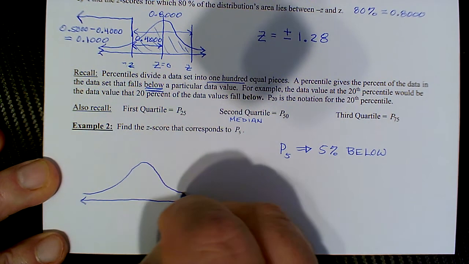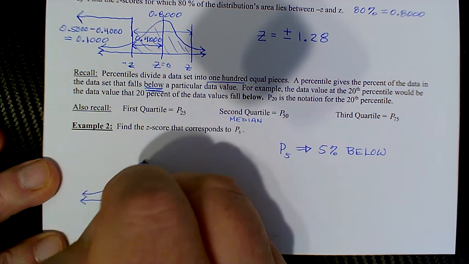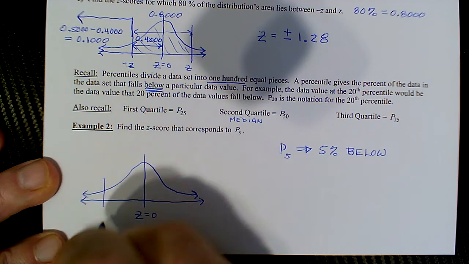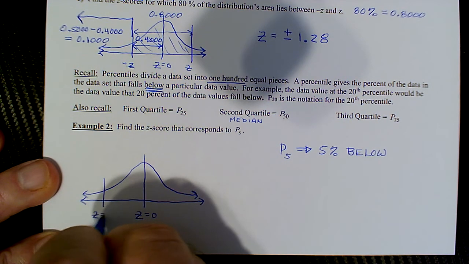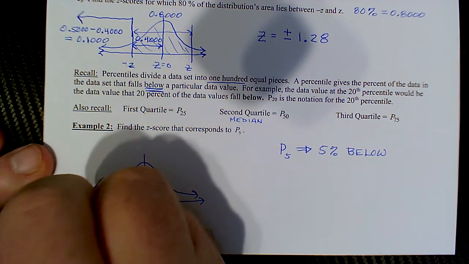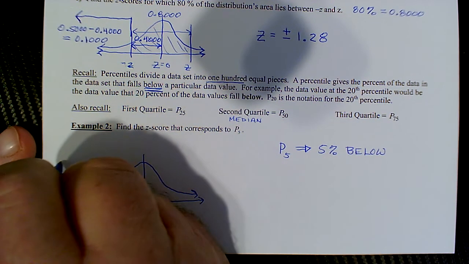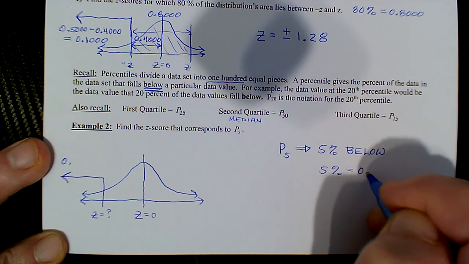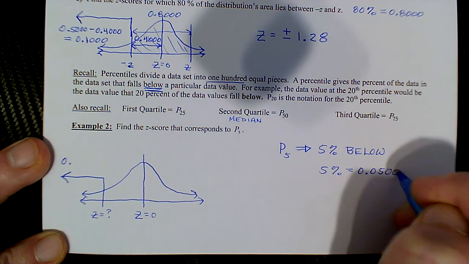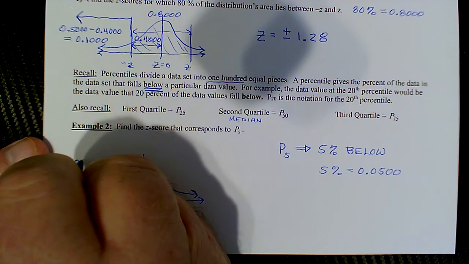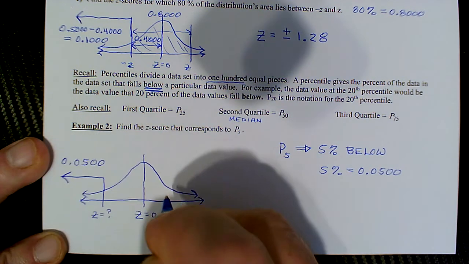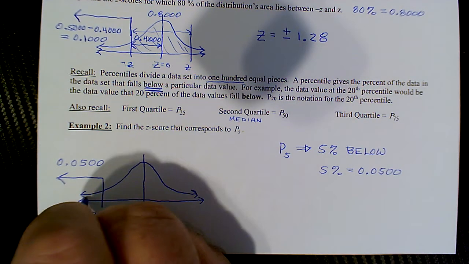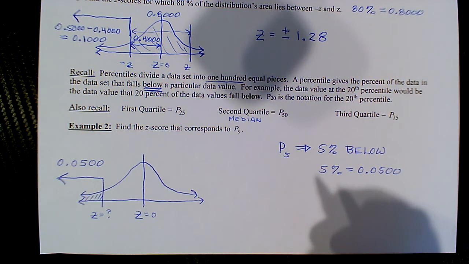So if I make a sketch, basically it's just telling me, in this case, this is z equaling 0. There's 5% below, so we'd be on the left, because this area is 5%. Now 5% is 0.05, but we'll add a couple zeros again, 4 decimal places. So 0.0500. And so that's the area in that tail.